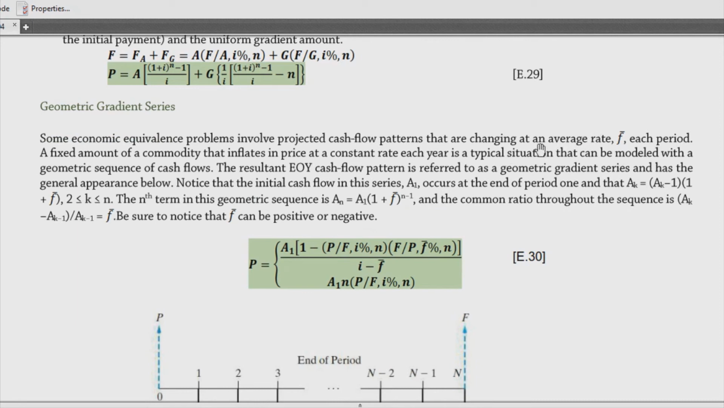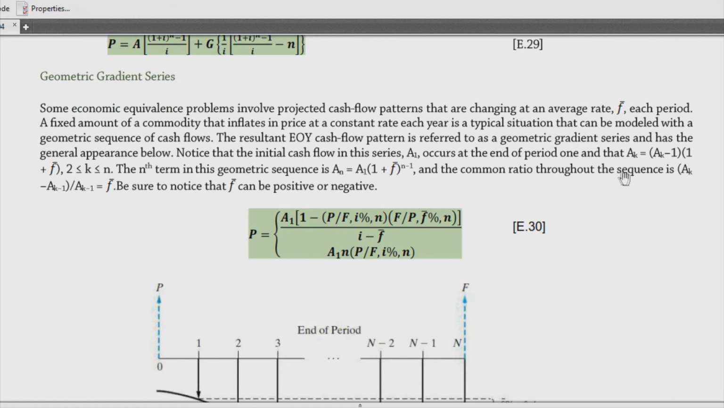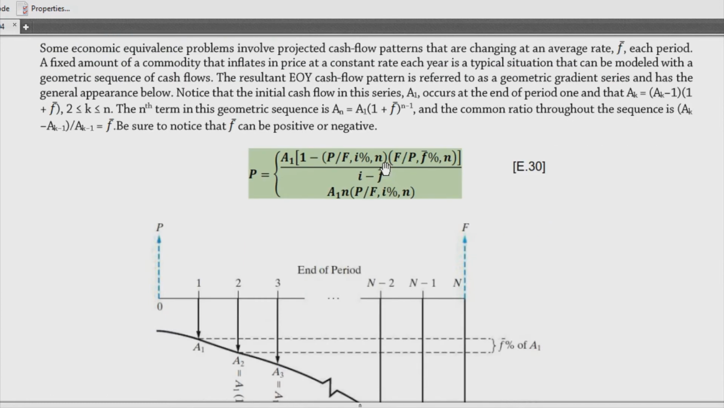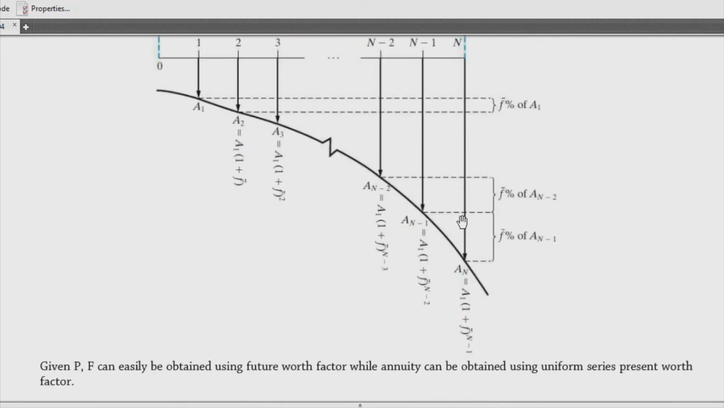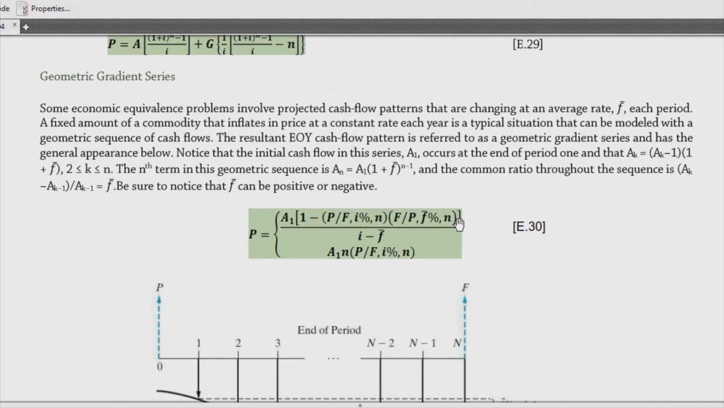this. This is the average rate, our F bar. Because, if for example it changes at a certain average percentage, then we can relate that in terms of a percentage, like the interest rate. So, they are still different, right? And then, you just have to use this formula to be able to determine your uniform geometric gradient series.